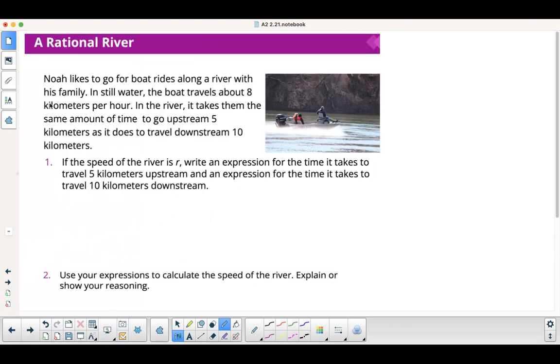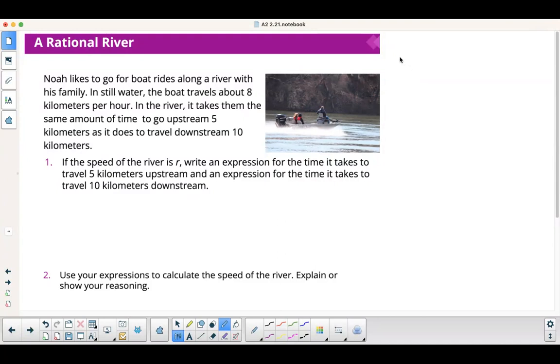All right. So Noah likes to go for boat rides along a river with his family. In still water, the boat travels about 8 kilometers per hour. In the river, it takes them the same amount of time to go upstream 5 kilometers as it does to go downstream 10 kilometers.